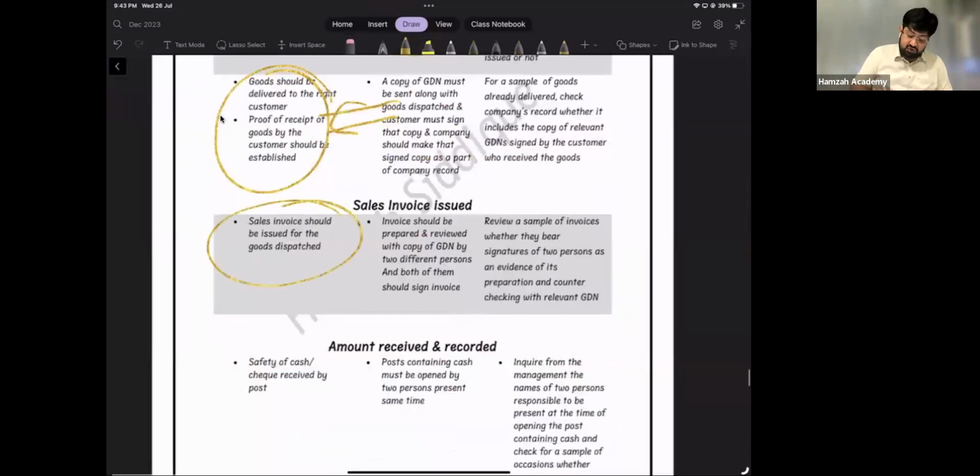Sale invoice should be issued for goods dispatched. The invoice should be prepared with a copy of the GDN, matched by 2 persons. Both should sign the invoice: prepared by, reviewed by.